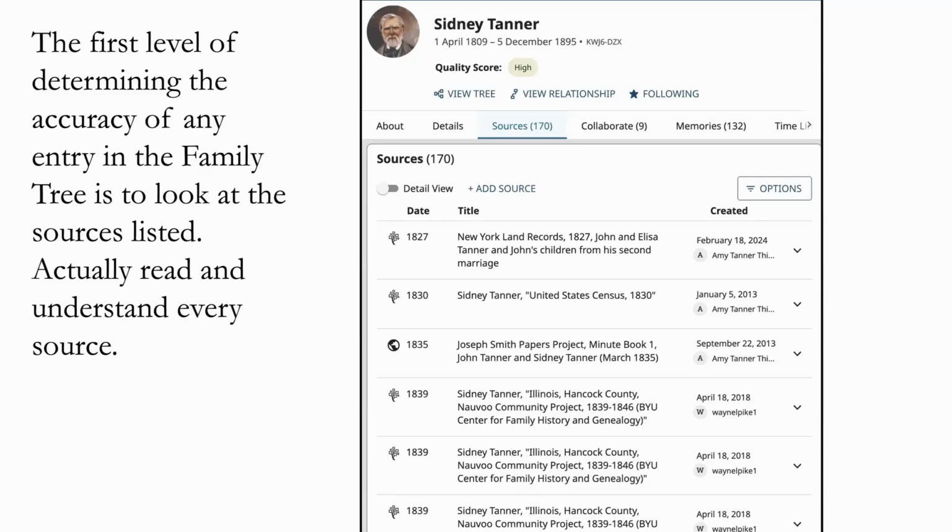Before you start changing everything to reflect what your grandmother put in, you should start reading all these sources. That means go down through the list and read everything on here from Amy Tanner Theriot and Wayne Pike and all the rest of the people. Okay, now the question might come up is, why have I have names on here? Well, it's because those names are on the FamilySearch.org website. They're on the family tree.